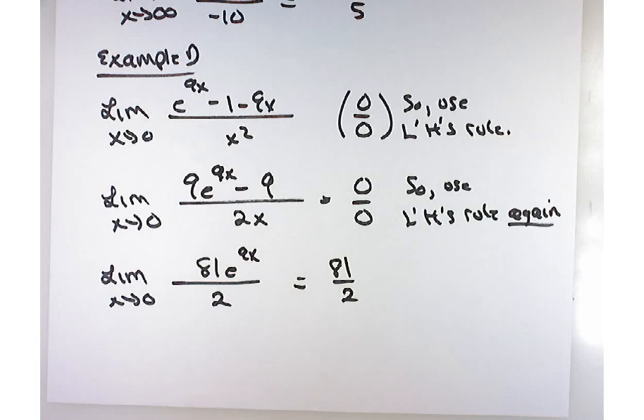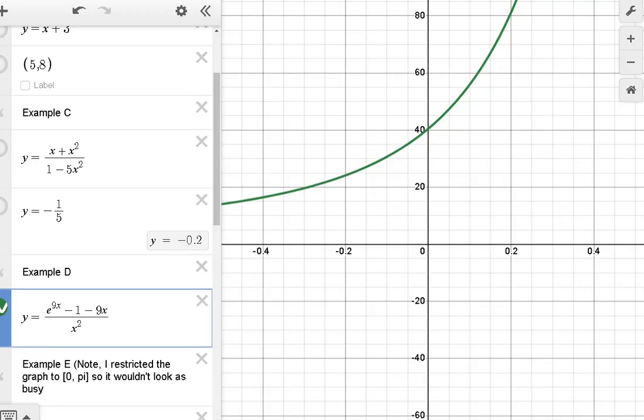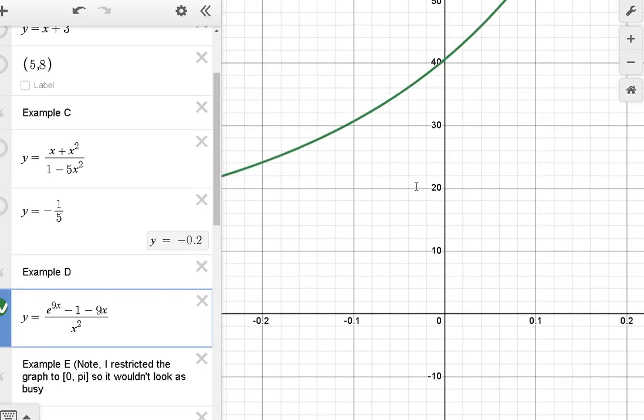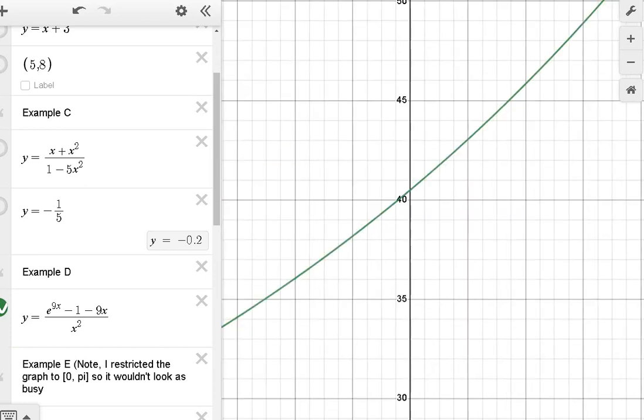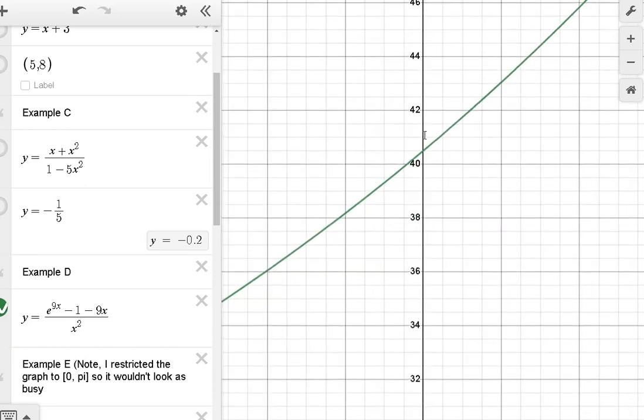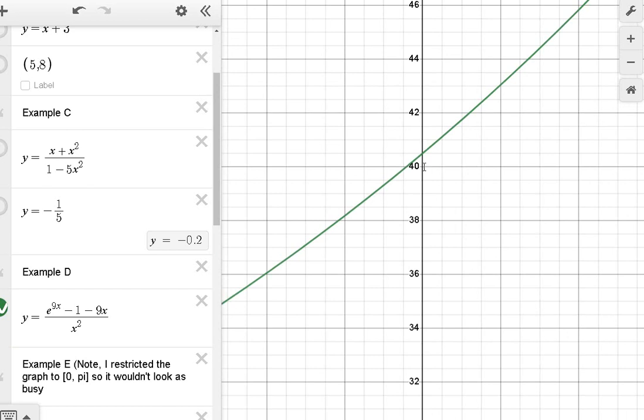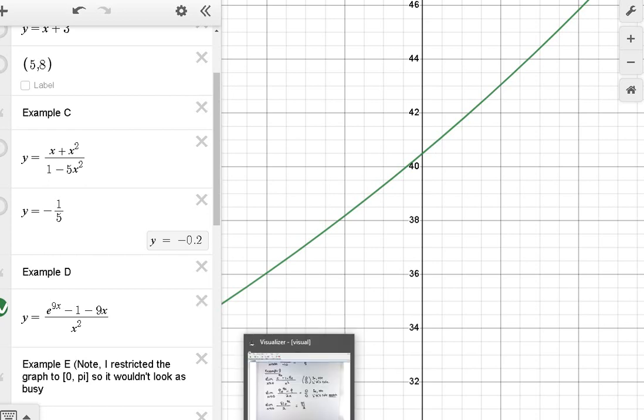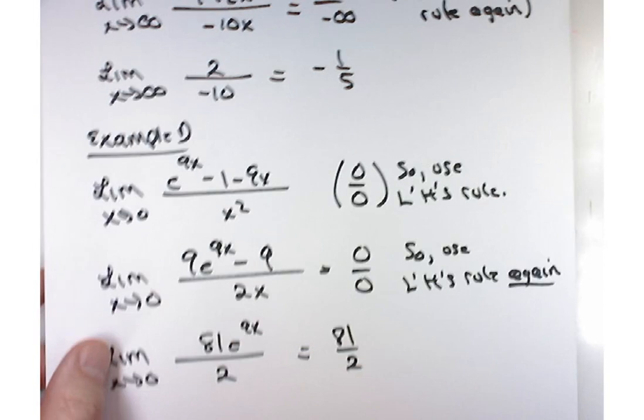When you want to double check yourself, in fact, I strongly encourage you to double check yourself, you look at the graph. And when you zoom in, well, yeah, okay. So right here is 41, here's 40. Looks like it's crossing right between 40 and 41. And halfway between there is 40.5 or 81 over 2. So you can double check yourself with these things. That's kind of a nice thing to do for yourself. Any other comments or thoughts on example D here?